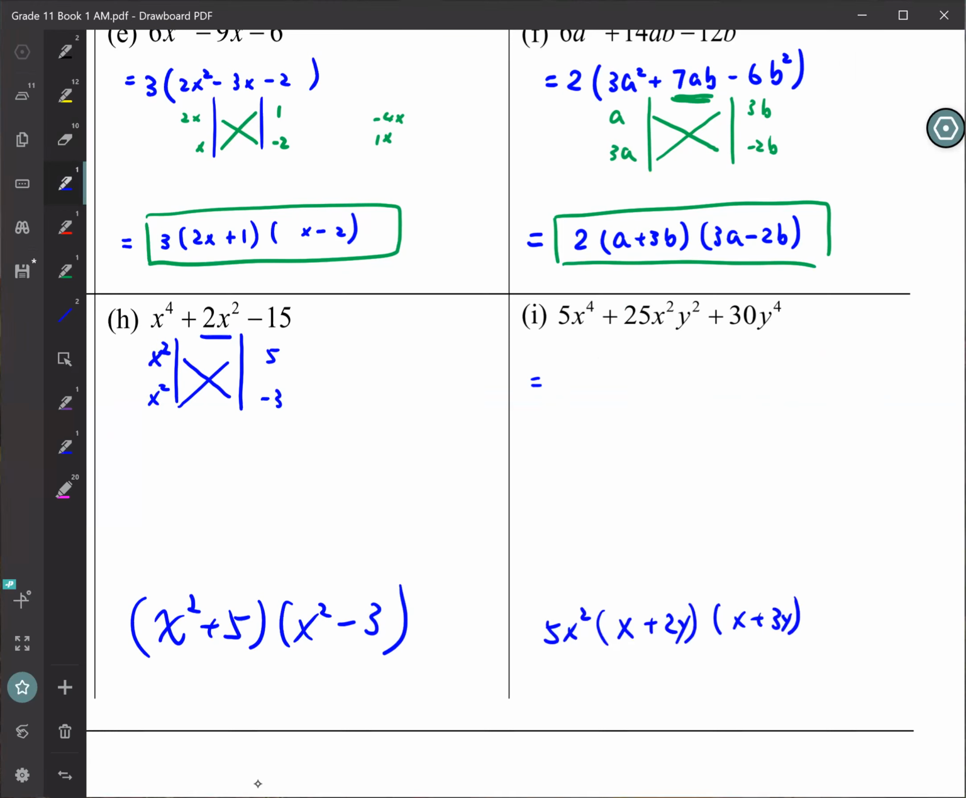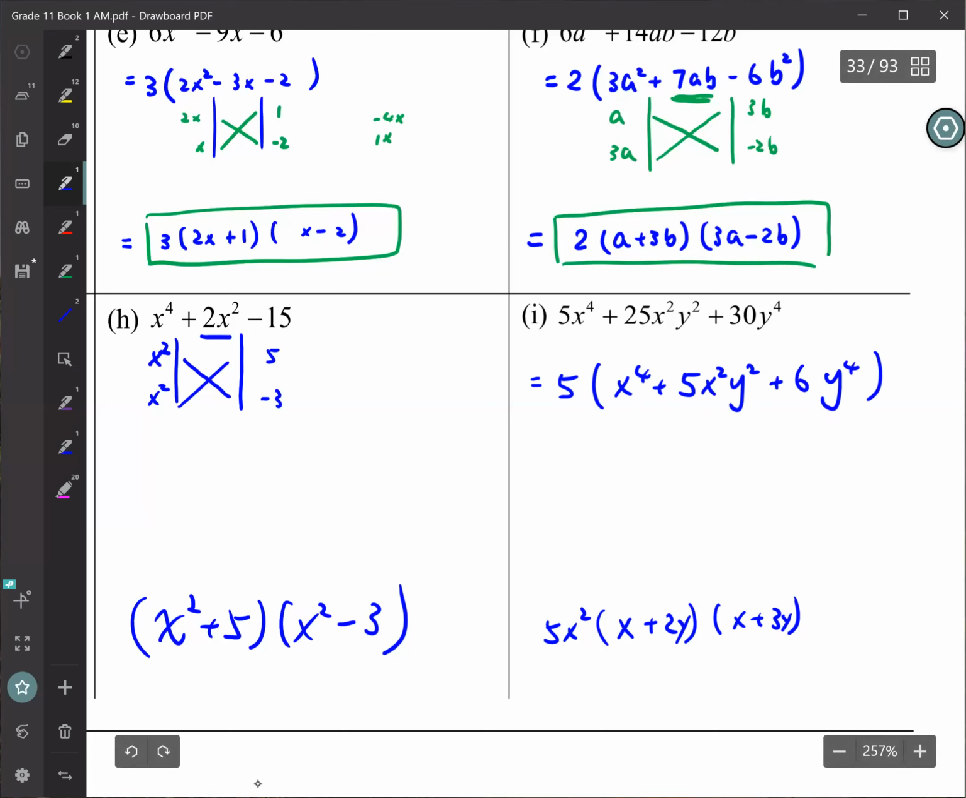5. Just 5. Then what's left? So it would be x to the 4 plus 5 x squared y squared plus 6 y to the 4. Okay, and then we will start from there to the cross multiply thing.